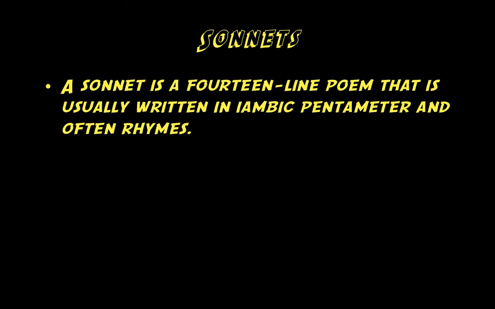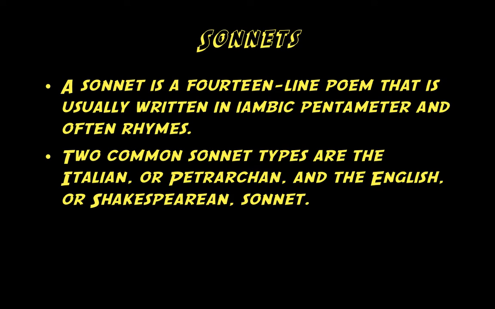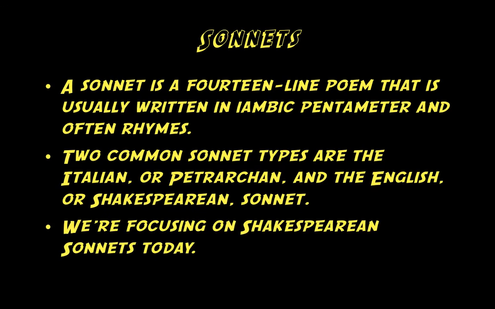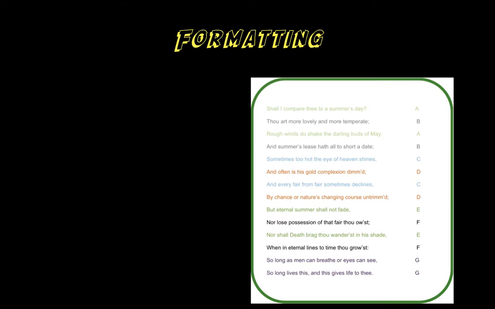Now, one type of lyric poetry, again, are sonnets. Now, we're going to talk about sonnets in general right now. A sonnet is a 14-line poem that is usually written in iambic pentameter and often rhymes. We'll talk about those things very shortly. Two common sonnet types are the Italian or Petrarchan and the English or Shakespearean sonnet. We're focusing on Shakespearean sonnets today. So let's go ahead and zoom in on those Shakespearean sonnets.